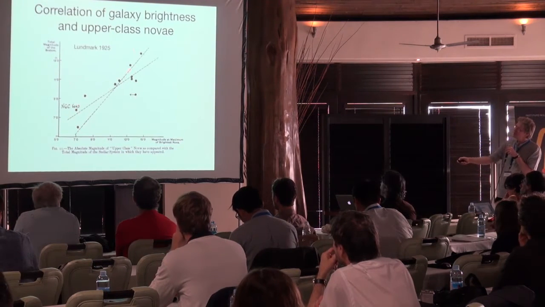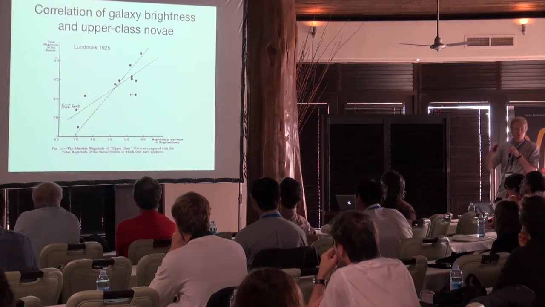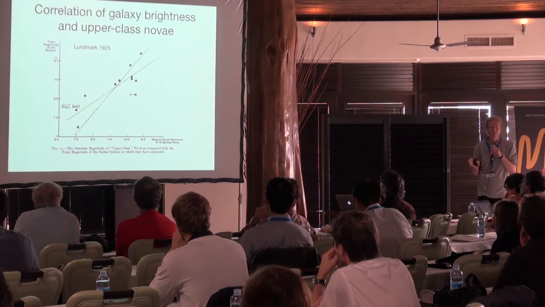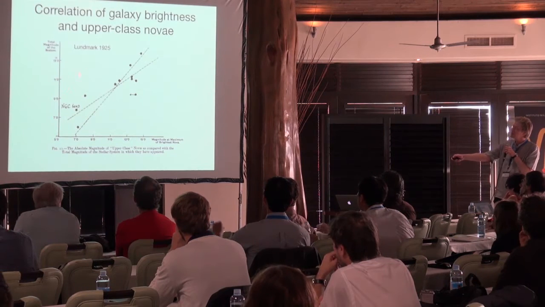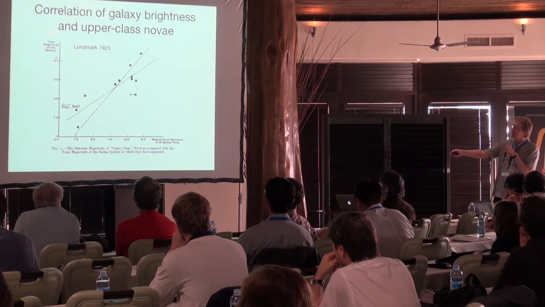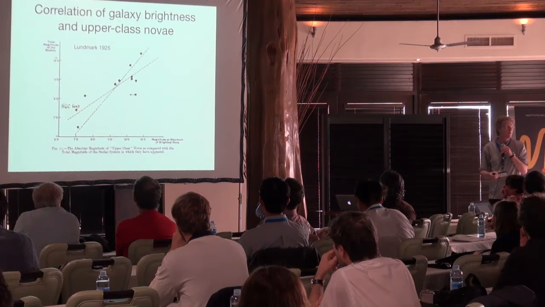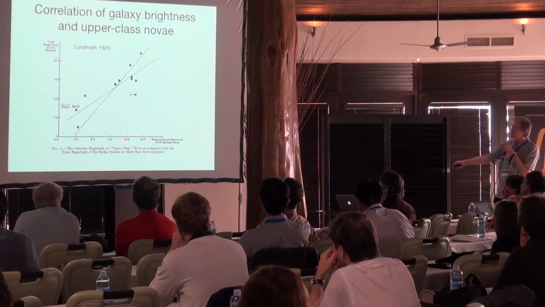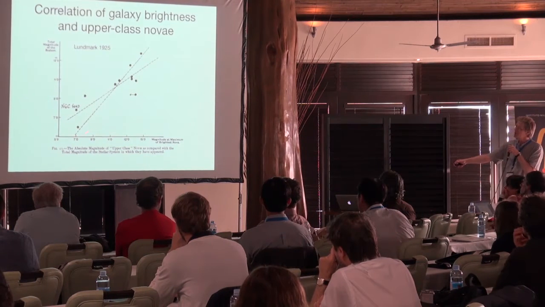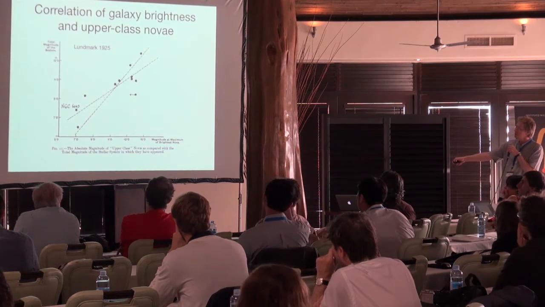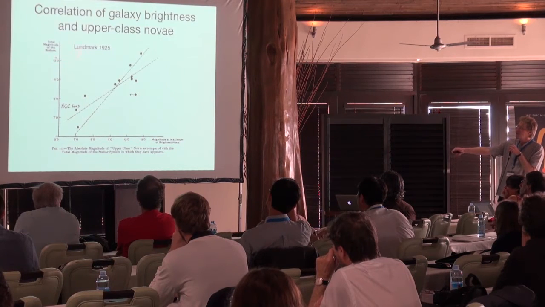Now, this is an interesting diagram. This is 1925. Nobody knew about the expansion of the universe. Presumably, very few people did. So what's plotted here is the magnitude of the galaxy, he calls it system, versus the magnitude of the brightest nova, or as I said, he called it upper class novae. And so there's a correlation between the novae and the galaxies.